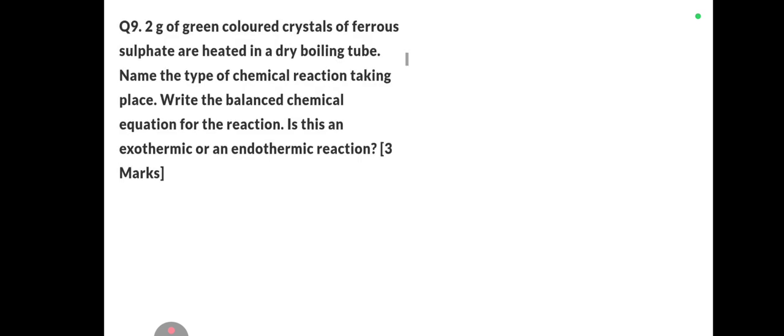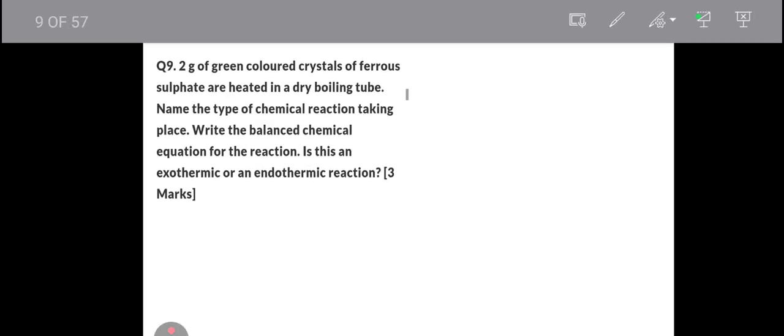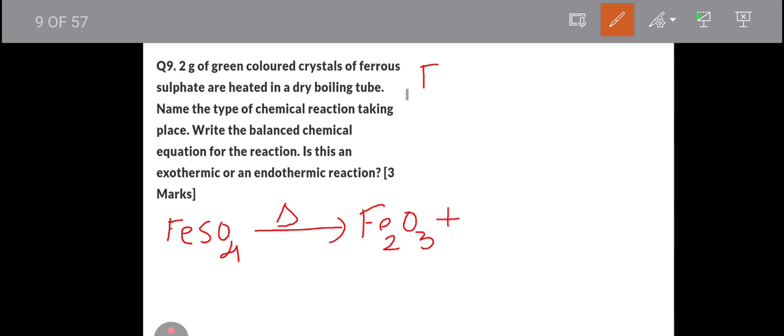So the same question we have discussed just now, that is, 2 gram of green colored crystals of ferrous sulfate are heated in a dry boiling tube. Name the type of chemical reaction taking place. Write the balanced chemical equation. Is this an exothermic or an endothermic reaction? So the reaction part is familiar to you, that is ferrous sulfate, FeSO4. When it is heated, we will be getting Fe2O3, ferric oxide, plus SO2 gas, along with that SO3 gas is produced, right?